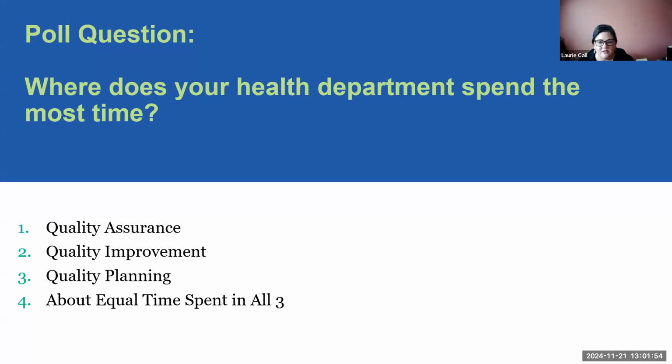I'll give you a few more minutes to answer this poll question if you have diverted your attention away for a minute. Okay. Wow, this is great. About 40% of you or 38% of you reporting about equal time. 23% in quality assurance, 15% in QI, and 23% in quality planning. That sounds really about what I would probably guess. So thanks for that. That's great. Again, no right or wrong answers here, and it also has a lot to do with what types of services that you all provide, your level of resources, all of those things.